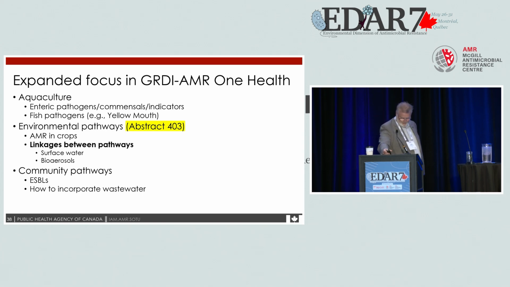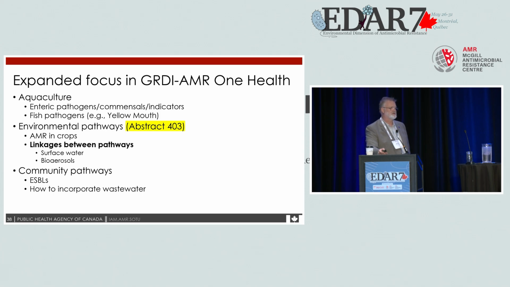So where do we go from here? We have a lot of basic stuff that still needs to be done. The second GRDI project that's been mentioned before is more One Health than the initial one, which was based on the food chain. So we're looking at expansion to aquaculture. A lot of the GRDI projects are focused on aquaculture. Inclusion of some environmental pathways. If you look at Poster 403, that's a scoping review that is one of our initial looks at available information.